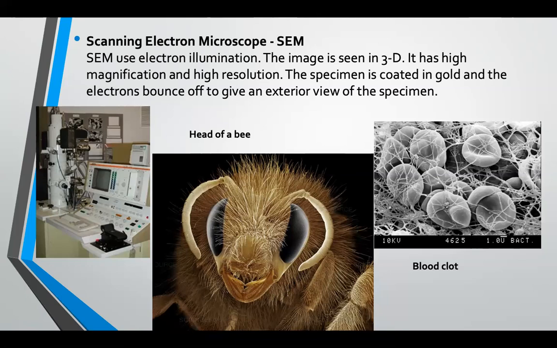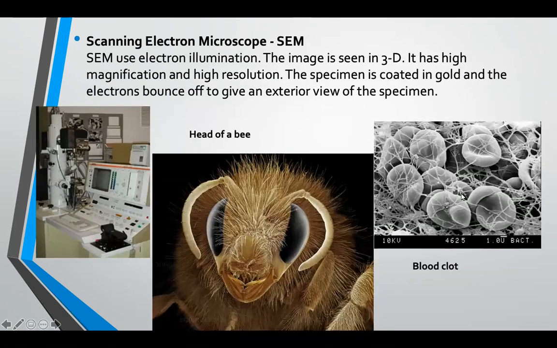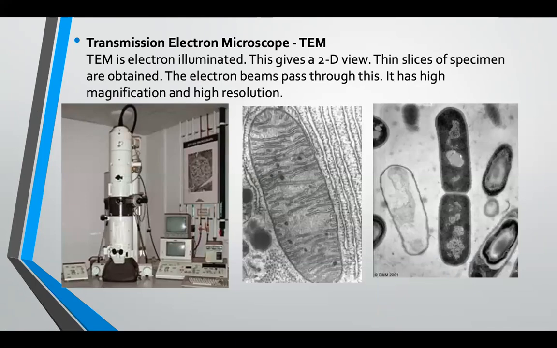someone from bleeding. The transmission electron microscope is also electron illuminated. It gives a 2D view, so we get very thin slices of a specimen obtained. The electron beams will pass through this, and it has very high magnification and high resolution as well. The only difference between the transmission electron microscope and the scanning is that the scanning is 3D and the transmission is 2D, but they both use electrons to pass through the specimen.